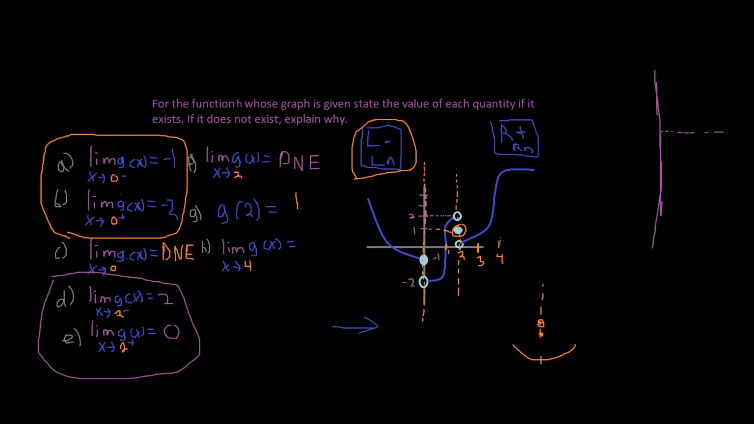Alright, so next one, the question's asking us the limit of g of x as x approaches 4. So remember what I said. Let's take a look. Where is it going? Around right there. And let's see what else. So it appears to be approaching 4. So that's how you can tell where our function's going. So that's about it for limits.